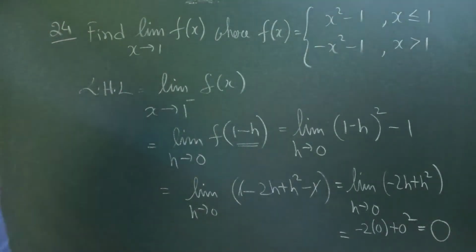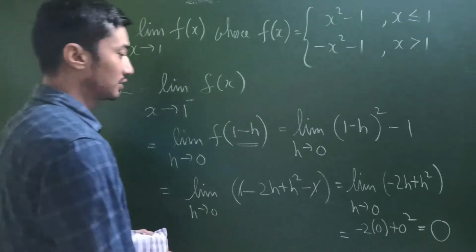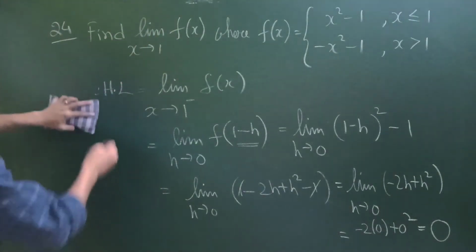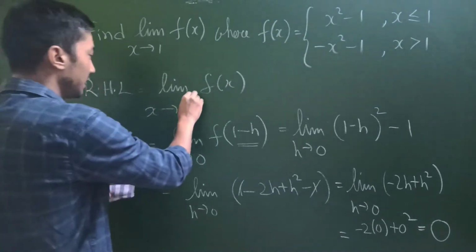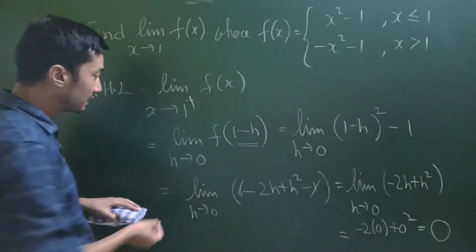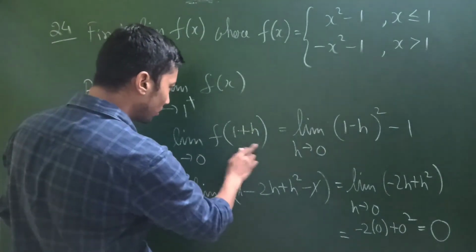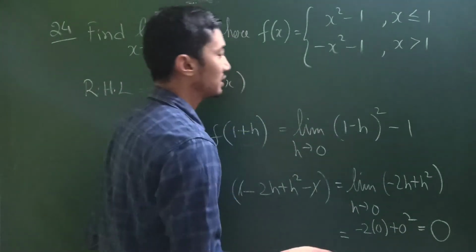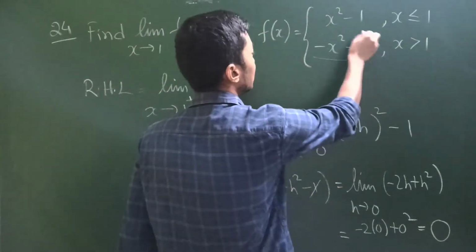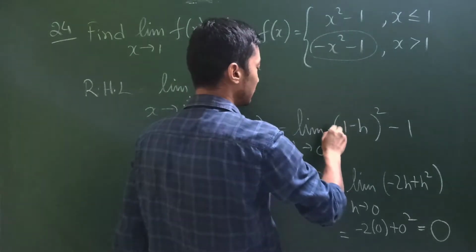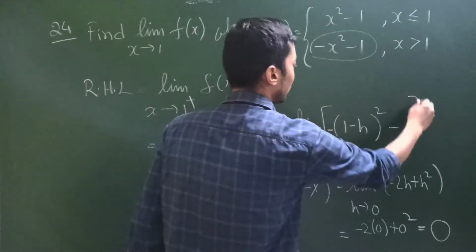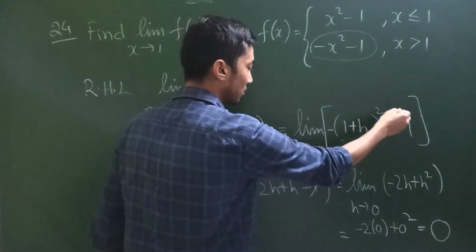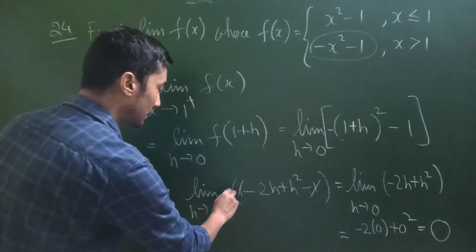Alright, let's see what happens from the right hand side. For the right hand limit, as x approaches 1 from the right hand side, x is slightly greater than 1, that is 1 plus h. Which function are we going to use? We use the function minus x square minus 1. Now what is x here? 1 plus h. So minus of 1 plus h whole square minus 1. We just expand this also.